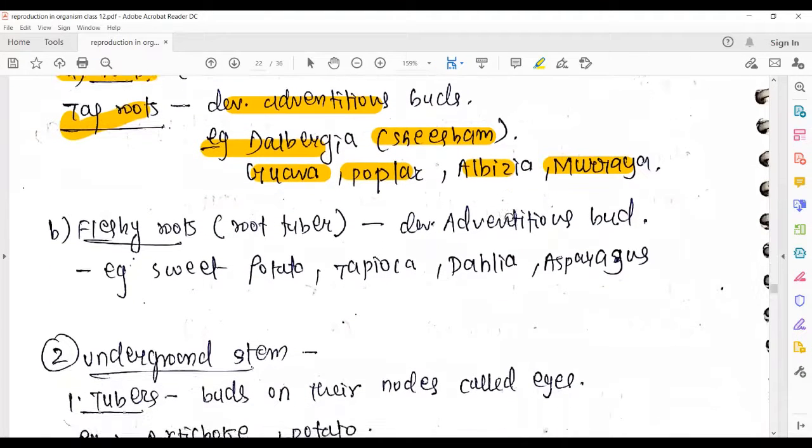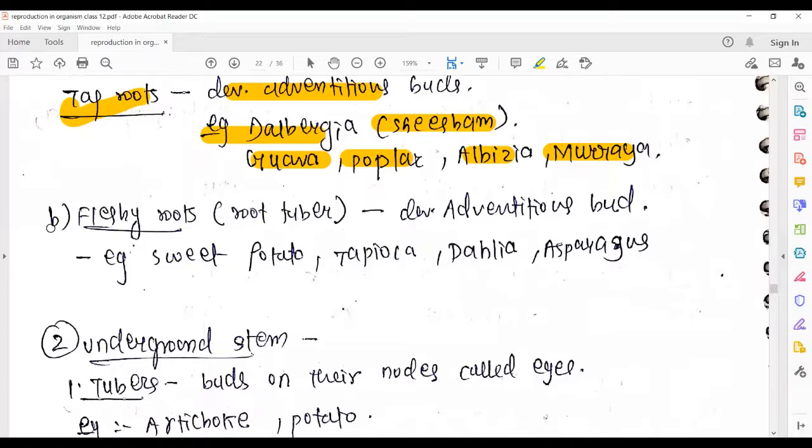Now if you see the second category, that is the fleshy root. Example, root tuber, we commonly call that a root tuber. There is development of the adventitious bud taking place. Now see, sweet potato is there, then tapioca is an example, dahlia and asparagus are examples that come under fleshy root.